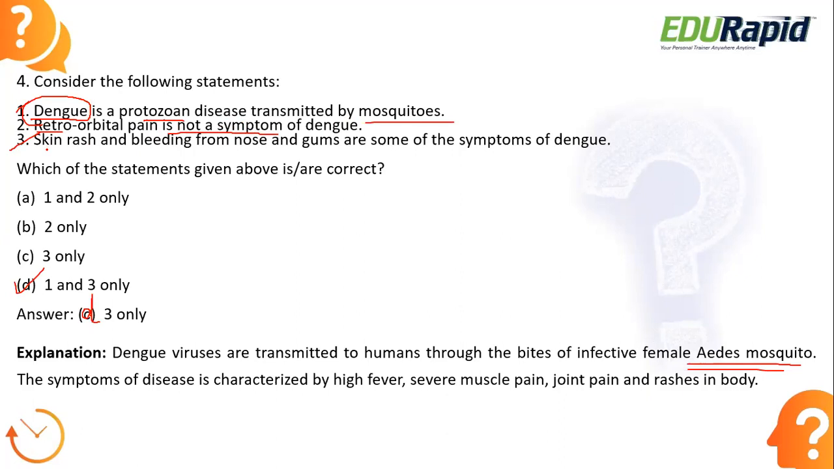So when we are looking at the last statement, skin rash, bleeding from the nose as well as the gums, that we have in the mouth, where our teeth are joined to the roots of the jawline. It is also characterized by high fever, severe muscle pain, and joint pain all over the body. There will be rashes. All of these are the different symptoms of dengue. Okay, moving to the next question now.